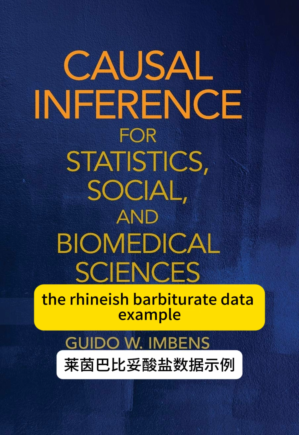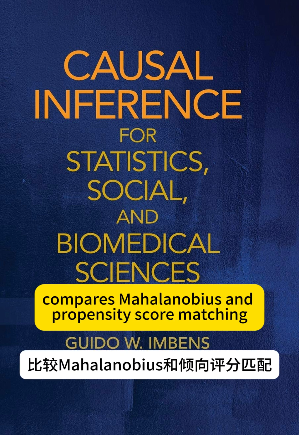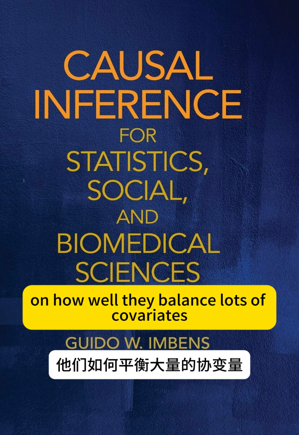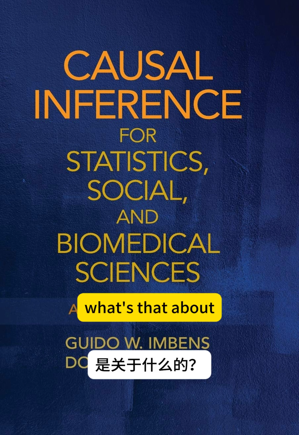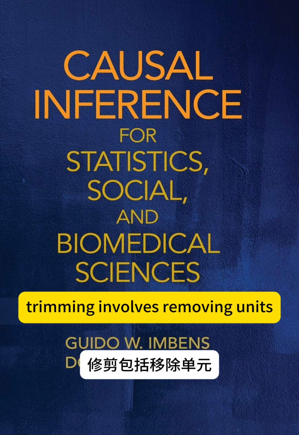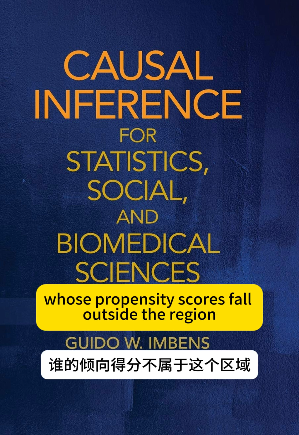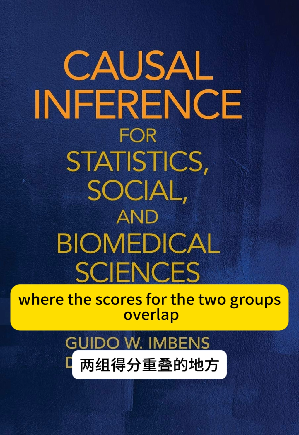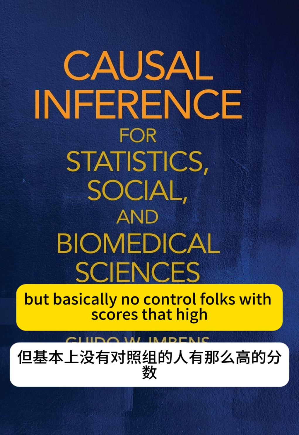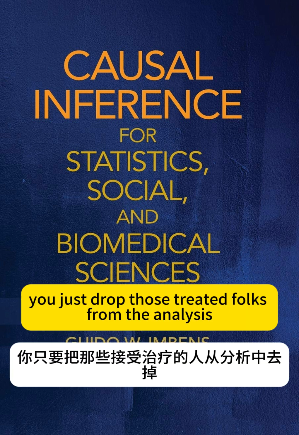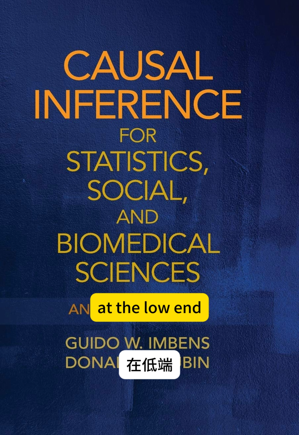The Rhenish barbiturate data example compares Mahalanobis and propensity score matching on how well they balance lots of covariates. Okay, matching makes sense. Then there's trimming. What's that about? Trimming involves removing units, both treated and control, whose propensity scores fall outside the region where the scores for the two groups overlap. So if you have treated folks with super high propensity scores, but basically no control folks with scores that high, you just drop those treated folks from the analysis, and vice versa at the low end.